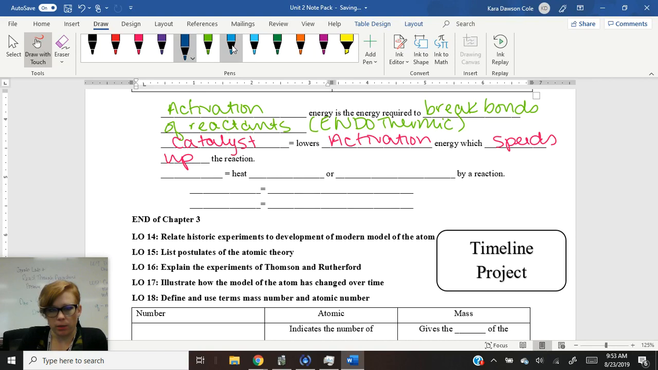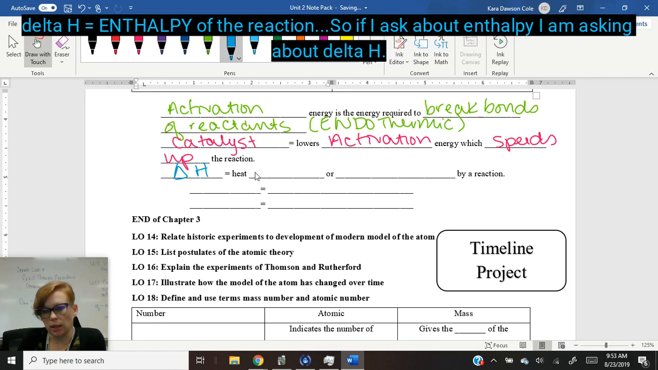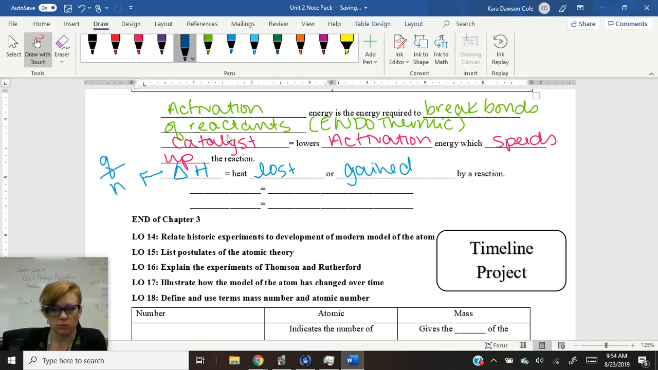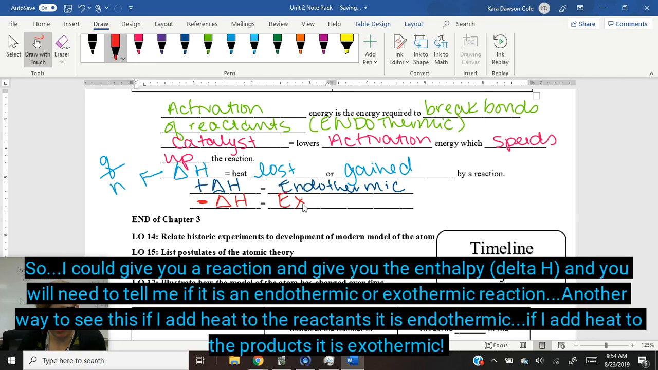Here is something that you're probably not as familiar with. This is the delta H, the heat lost or gained by the reaction. Again, this is related to your Q over your N. So a plus delta H is an endothermic reaction, and if I have a negative delta H, this is an exothermic process.